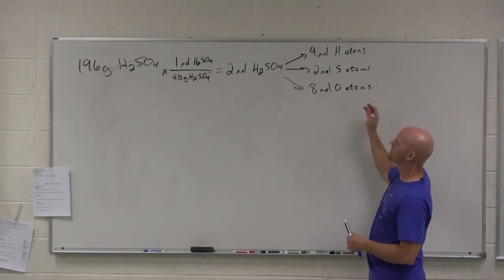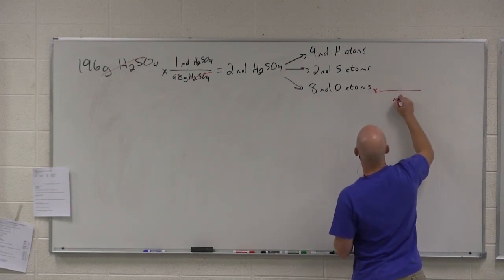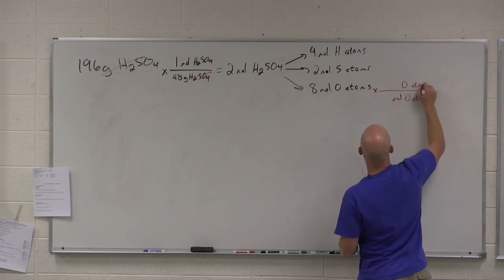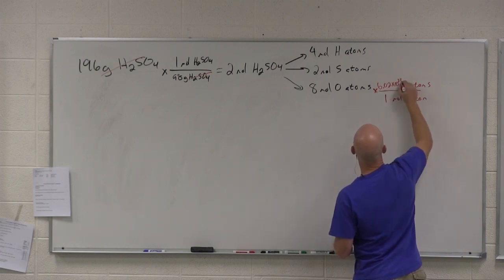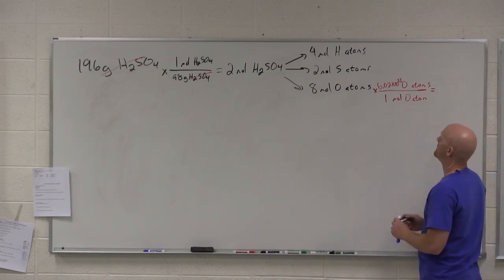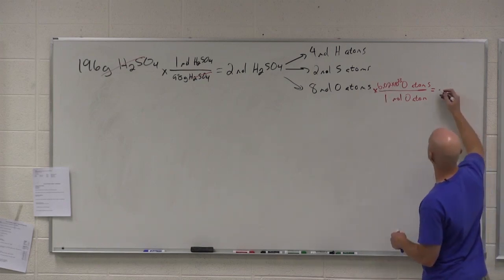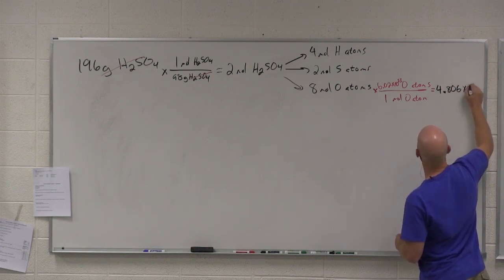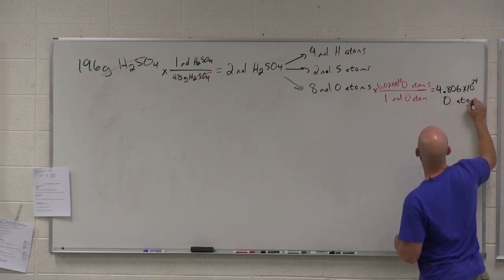And what's my connection between moles and the actual number of something? It's Avogadro's number. So we will put moles of oxygen atoms on the bottom, and plain old number of oxygen atoms on top. And 1 mole always has 6.02 times 10 to the 23rd of whatever we're talking about. We have 8 moles, and each mole is 6.02 times 10 to the 23rd atoms, so how many total do we have? 4.81 times 10 to the 24th oxygen atoms.